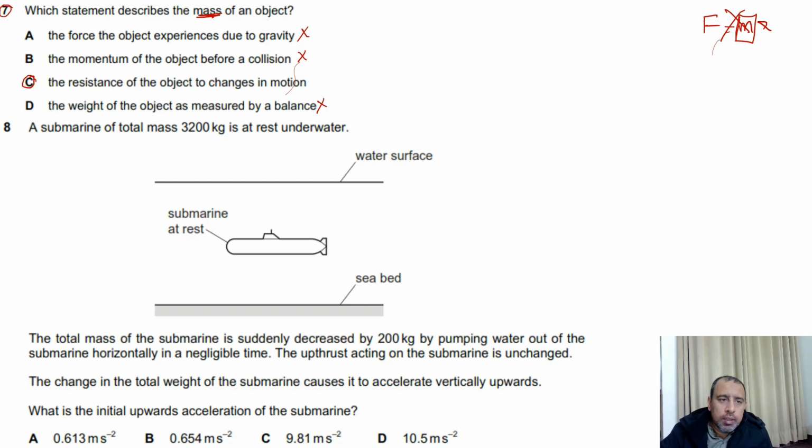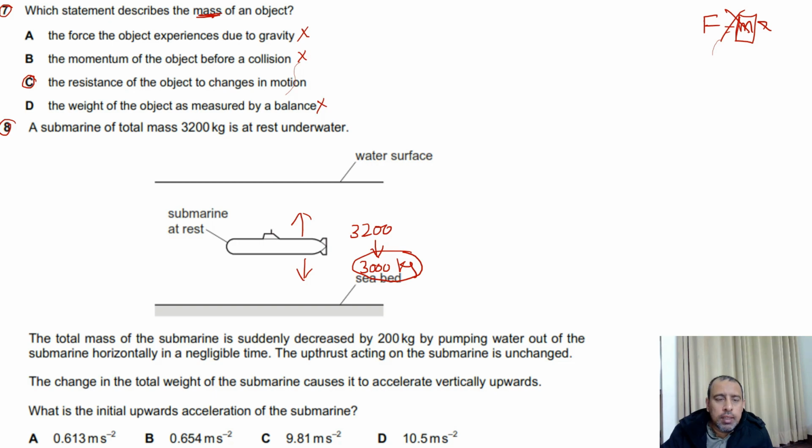Now question number 8. There's a submarine of total mass 3200 kg at rest underwater. If it is at rest, it means the upward and the downward forces are balanced. The total mass of the submarine suddenly decreases by 200 kg. It means now its mass has decreased from 3200 to 3000 kg. Now the new mass is 3000.